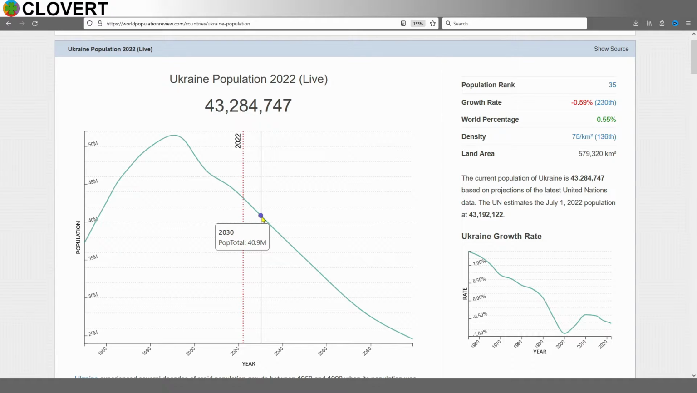By 2030, the population is expected to be 40.9 million. By 2050, 35.2 million. And then by the end of the century, 24.6 million. And this, as I said, doesn't take into account war. And we're seeing right now people fleeing Ukraine, trying to get into Poland. So this graph could actually be a lot worse.